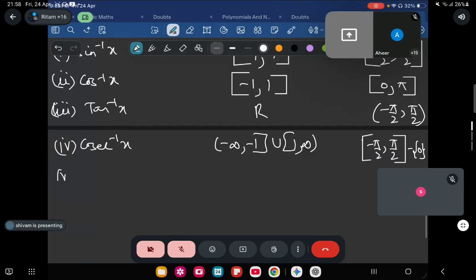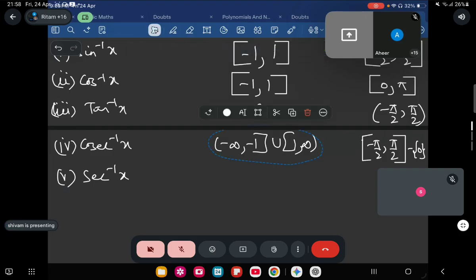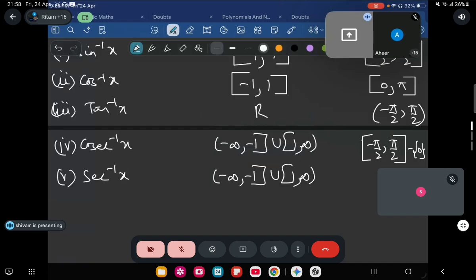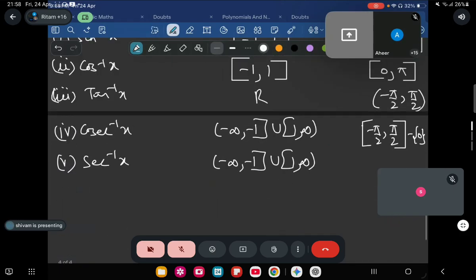Next, number 5. Sec inverse x. Same thing for the domain. And the range will be same as cos inverse x, except one element should be excluded, where cos x equal to 0. Tell me. Pi by 2.